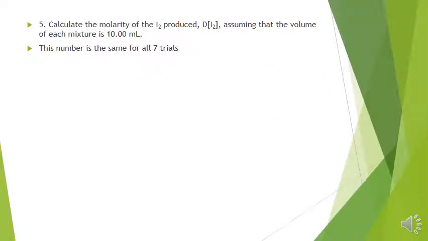Then you're going to take the number that you got in number 4 and figure out the molarity, dividing it by its volume, 10 milliliters. Remember, I have to get that in terms of liters, so you divide it by 0.01, and then record that value. That's an important number because you're going to use it in the next slide, and it's the same number for all trials.